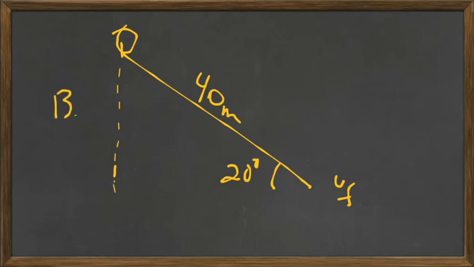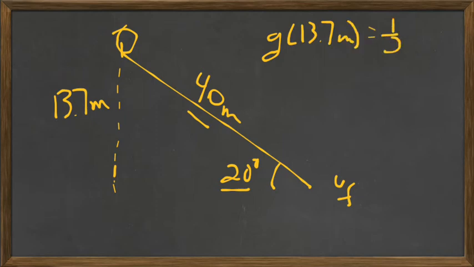From the last video, we said that height was 13.7 meters. We used the sine function with our 20 degrees and our hypotenuse of 40 meters to get that. g times 13.7 meters is 1/2 v squared, solve for v. That's it. You're done, but it's on a ramp. It doesn't matter, provided again that we don't have a lot of friction here.